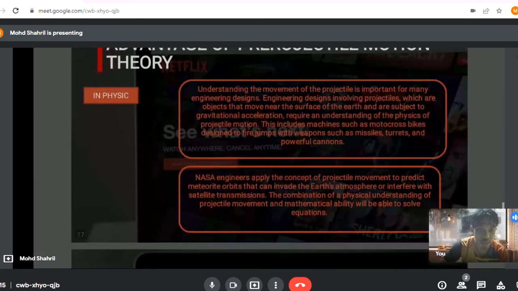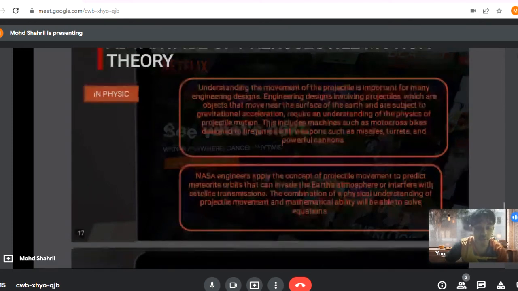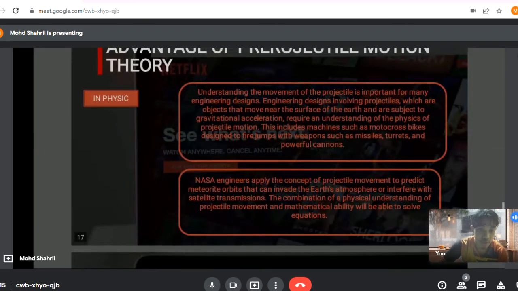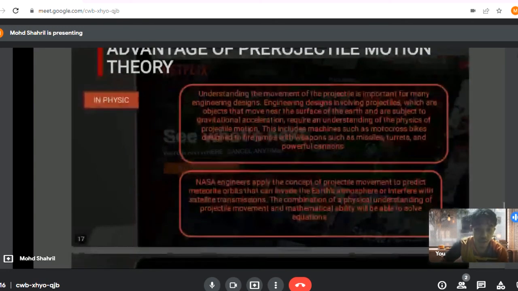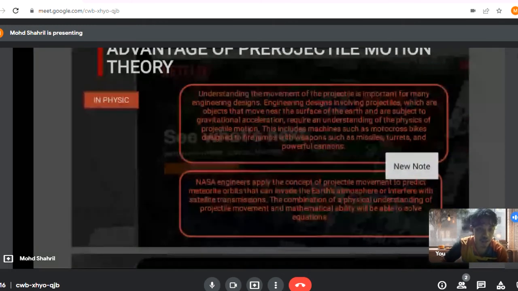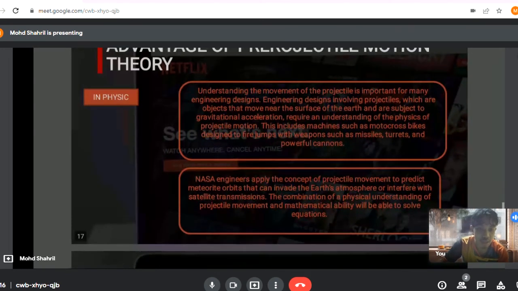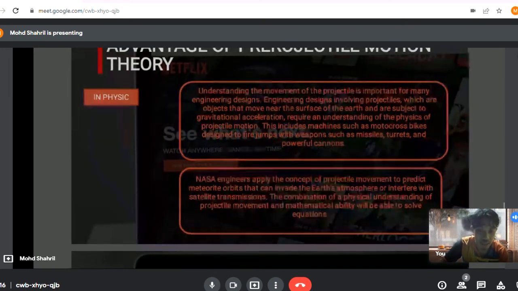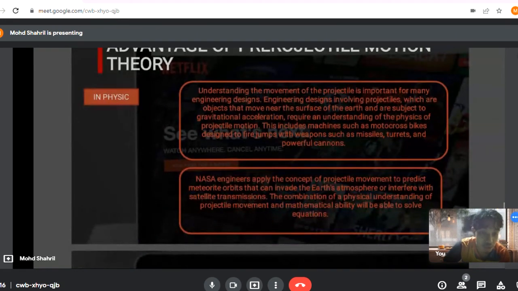This includes machines such as motocross bikes designed for jumps, and weapons such as missiles, turrets, and powerful cannons. NASA engineers apply the concept of projectile movement to predict meteorite orbits that can invade the Earth's atmosphere or interfere with satellite transmission. The combination of a physical understanding of projectile movement and mathematical ability will be able to solve equations.